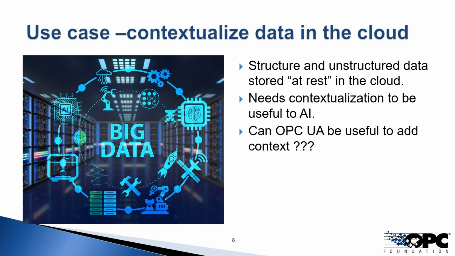So let's assume you've amassed a bunch of data in the cloud without a lot of metadata, without any real contextualization. It probably didn't come from OPC UA. It may be a bunch of real-time data that was stored. It might be unstructured data. It could be flat files, databases, records of various types.